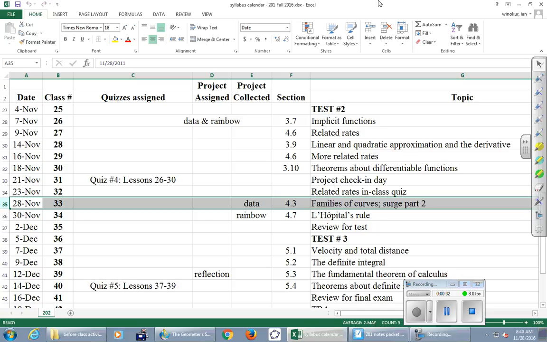Coming up on Wednesday, the Rainbow Project is due. And also on Wednesday, we're going to cover something called L'Hopital's rule, and then that's the end of the new material before our test. Friday coming up is our review day. Monday coming up, 1 week from today, is test number 3. Questions on the calendar?